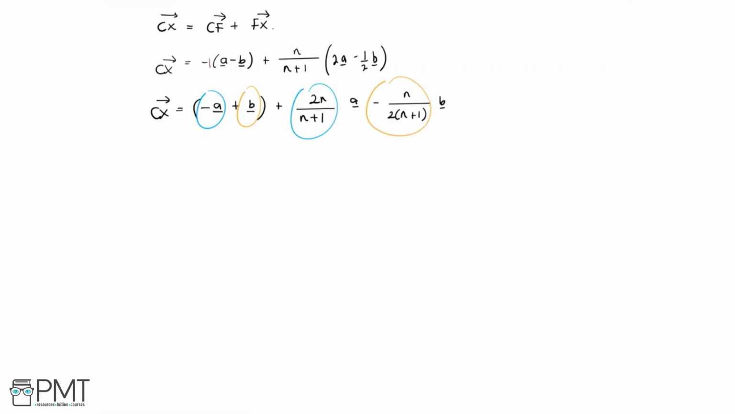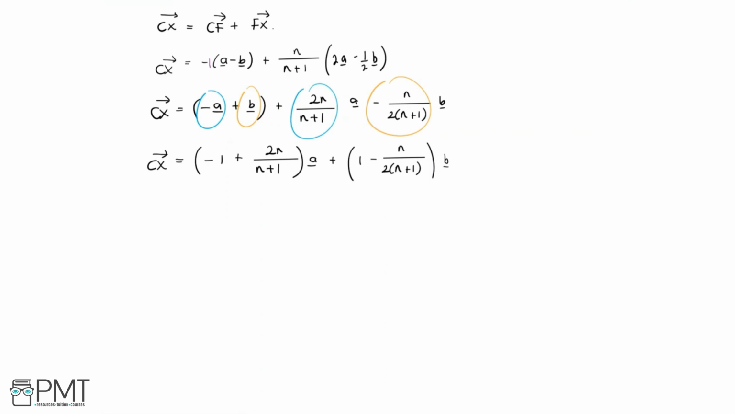Now you'll notice that we have some circles in blue and some circles in orange. And what we're doing here is collecting like terms, because we want to group the a's together and the b's together. We'll start with the blue circles. Well, minus a plus 2n over n plus 1 a can become minus 1 plus 2n over n plus 1, all multiplied by a. Now looking at the orange circles, b minus n over 2 lots of n plus 1 b can be simplified into 1 minus n over 2 lots of n plus 1, all multiplied by b.